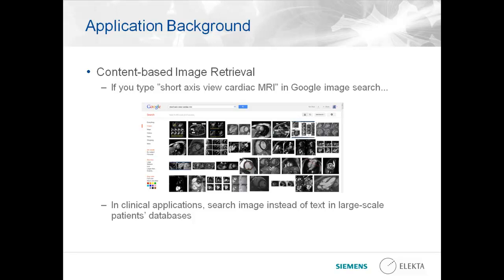Similarly, in clinical applications, usually we have some images at hand, and we want to find similar images in a large-scale patient database, mainly for diagnosis purposes. So our task is to automatically classify each image in such a large-scale database into a certain view, like whether it's a short axis view or a long axis view, etc.